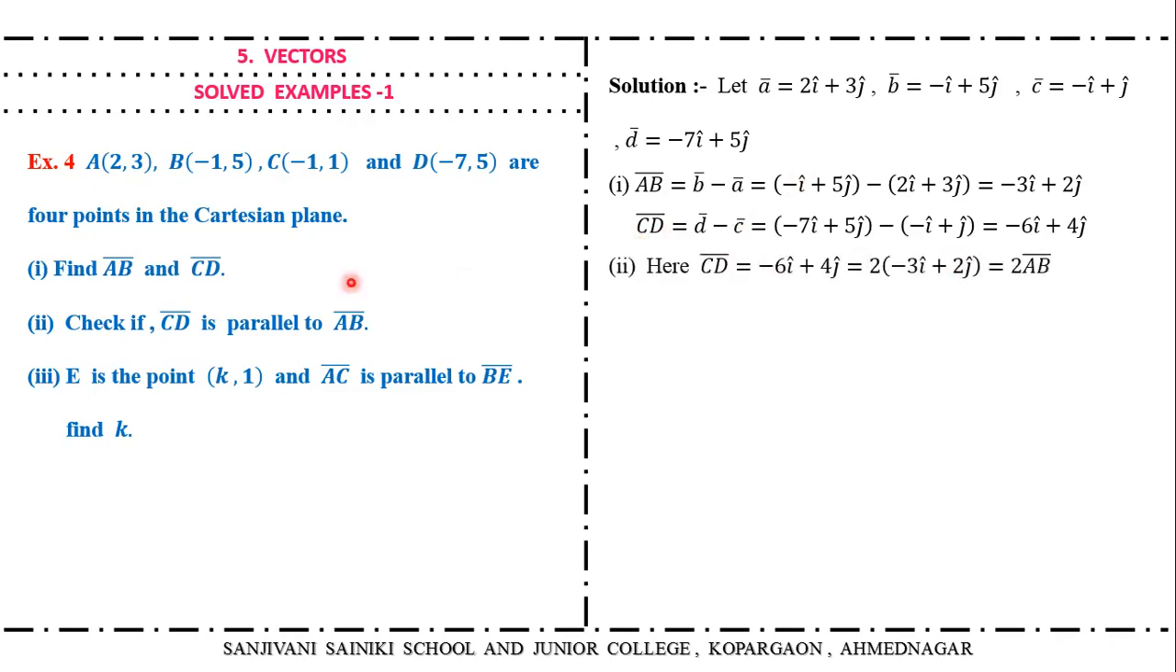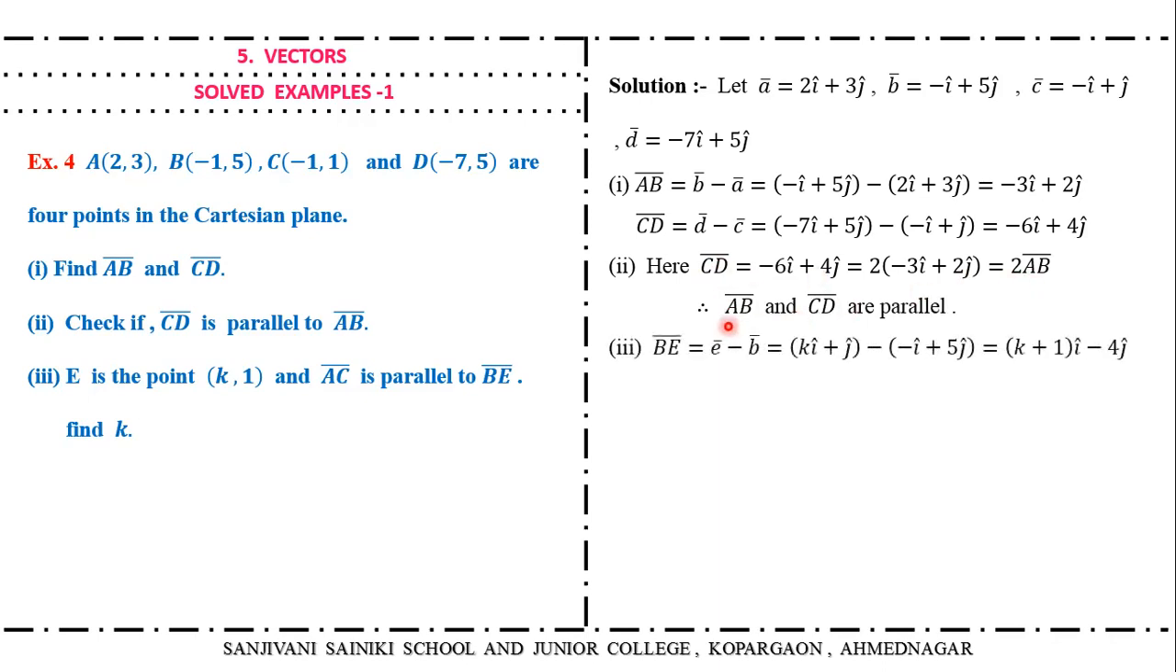Then in the second part we have to check whether CD bar is parallel to AB bar or not. Where CD bar is minus 6i plus 4j, you can take 2 common. Whatever the remaining term is, minus 3i plus 2j, it is nothing but your AB bar. So here the first vector is a scalar multiple of the other vector, and hence we can say that they are parallel.